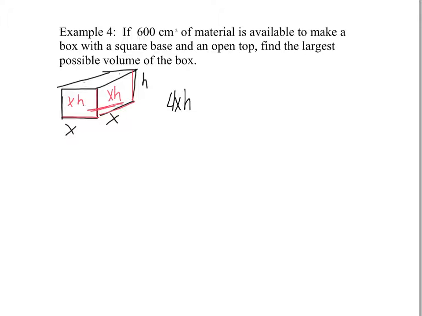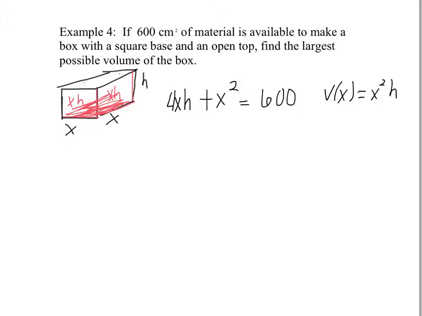And then we have this base down here, and that base is X by X, so we have plus an X squared, and that would be our surface area. And in this case, we know the surface area equals 600. All right, so the volume for the box is just going to be the area of the base, which we know is x squared, times the height, which we don't know. And again, we have the same problem we've had. We have to have this in terms of x.